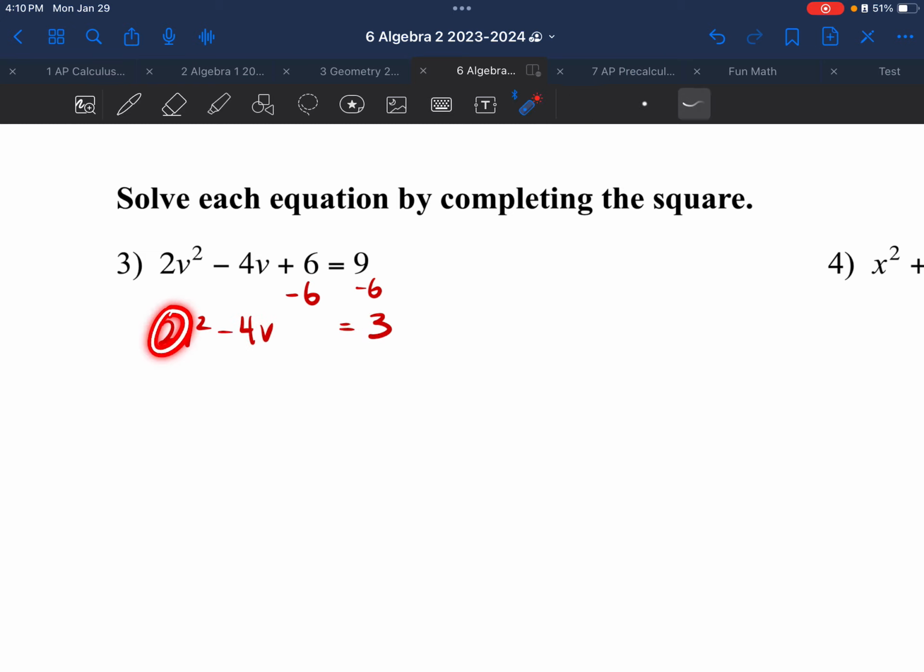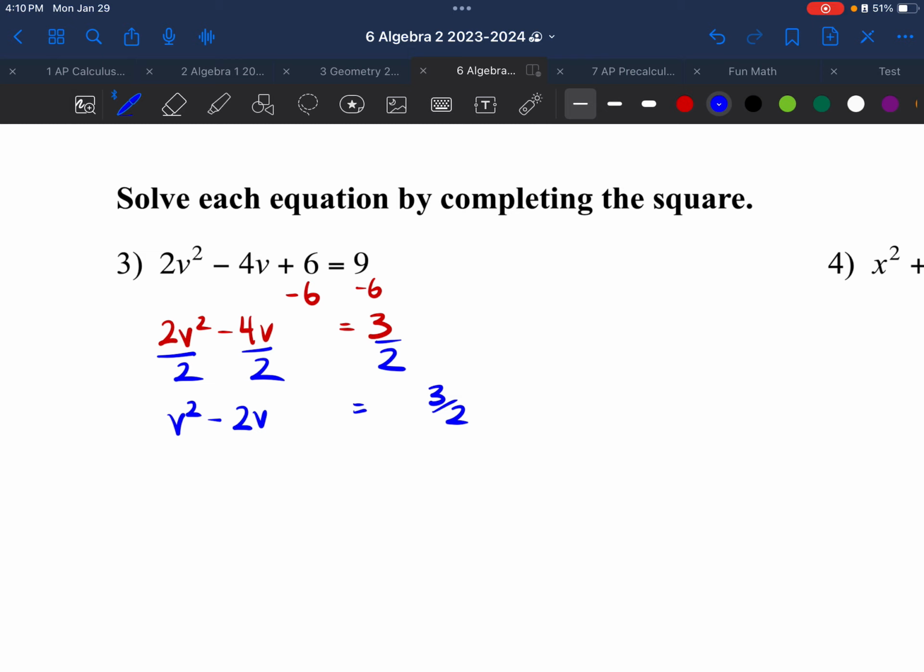And then this term needs to be a 1. So I'm going to divide everything by 2. Maybe I'll do that in a different color. Divide by 2, divide by 2, divide by 2. So now I have v squared minus 2v, and that's going to be equal to 3 halves.